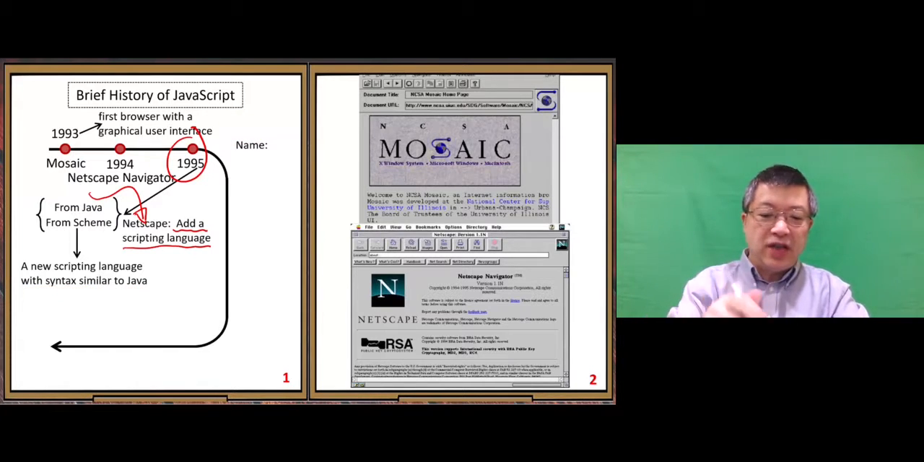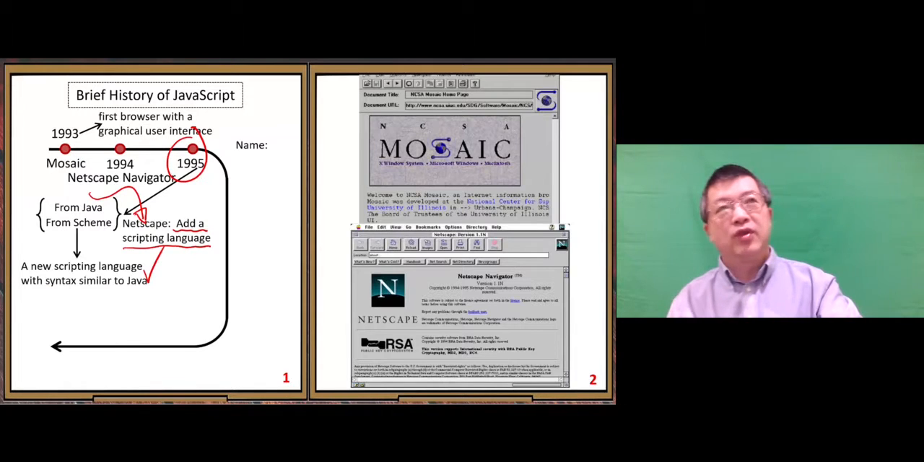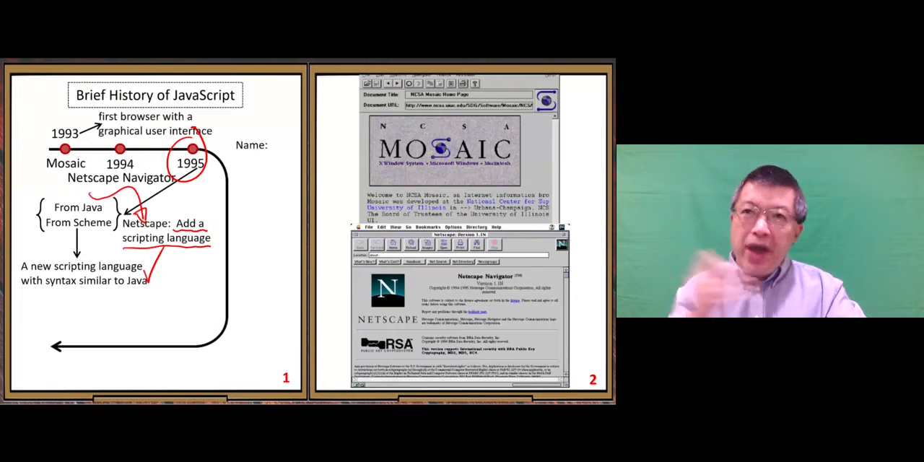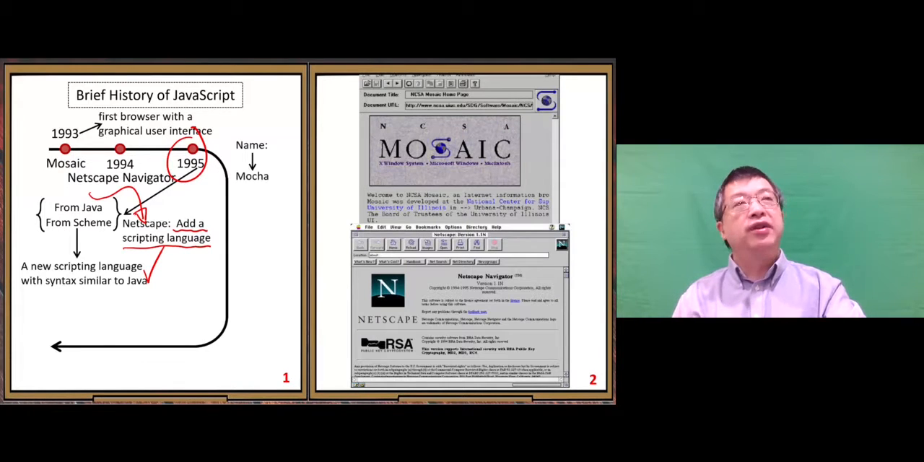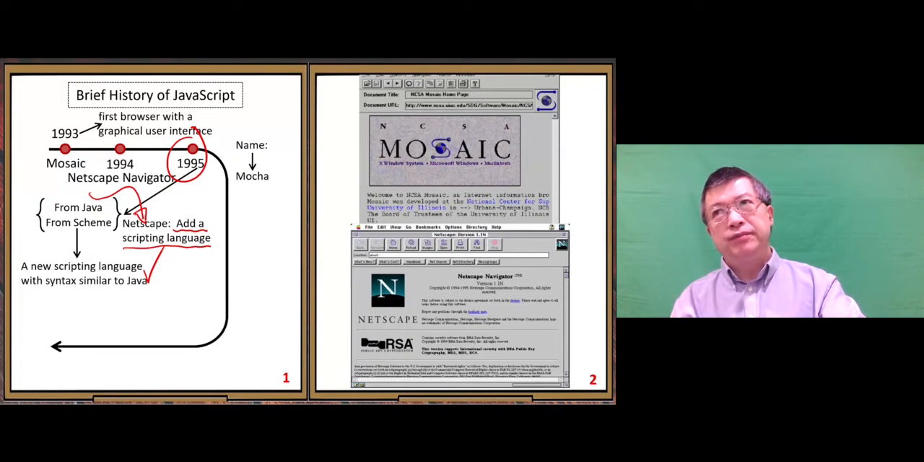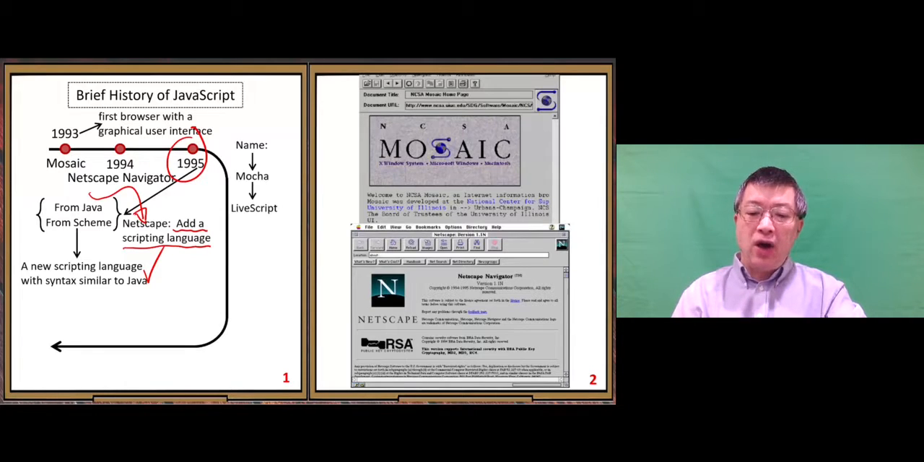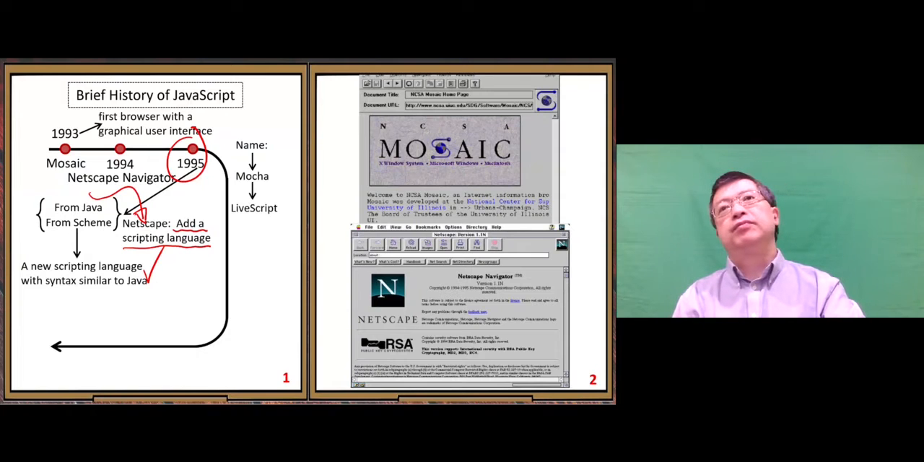All right. So after they created it, this idea was implemented quite successfully. Then they needed to give a name to the scripting language. First, they called it Mocha, the first name of this scripting language. Later, they felt it was not very good, so they wanted to change to a different name. So they called it LiveScript.